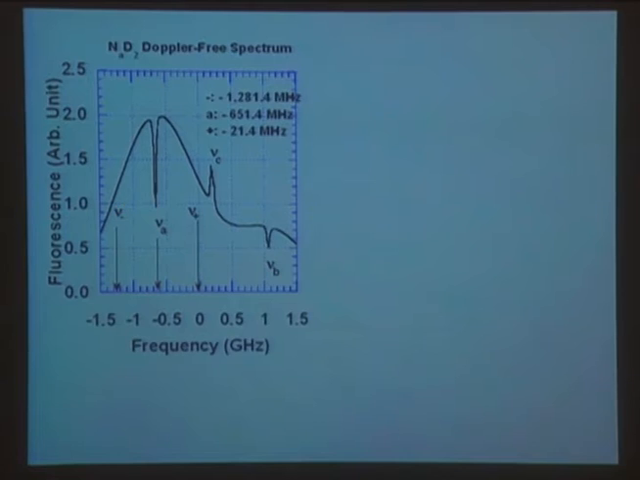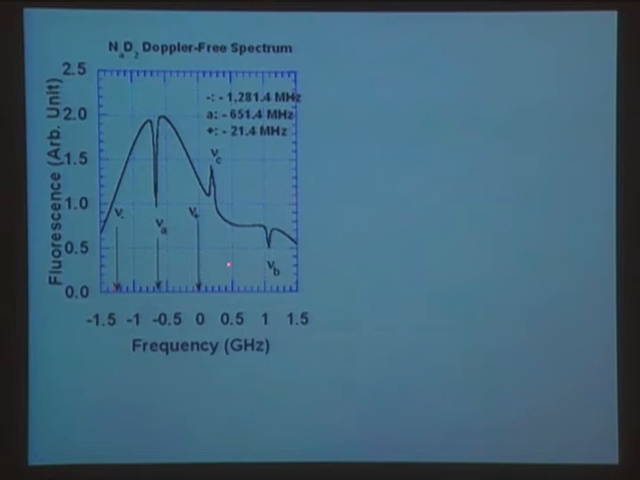So in order to make things very accurate, because 1 megahertz is 0.6 meter per second. And so if you want to measure wind accurate to 1 or 2 meters per second, you have to be accurate within a megahertz or 2, right? So therefore, you need to know absolutely the laser frequency real well. So we use this Doppler-free spectroscopy.